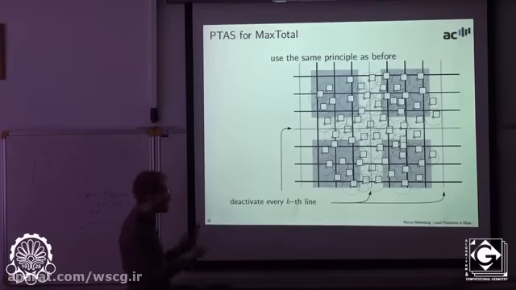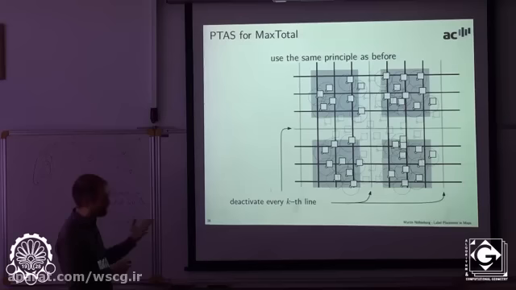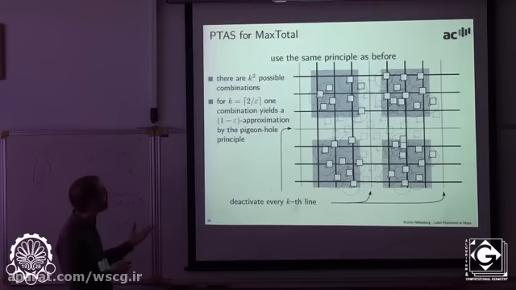Of course, the gray instances get larger, so you need to spend more computation time to solve them optimally, but you can use the same idea: go over all possible parities of which one to deactivate and choose the best one, and if you choose the k correctly, this will give you a 1 minus epsilon approximation. There are k² possible combinations for doing that. If you choose k to be 2 divided by epsilon, then this trick gives you a 1 minus epsilon approximation.